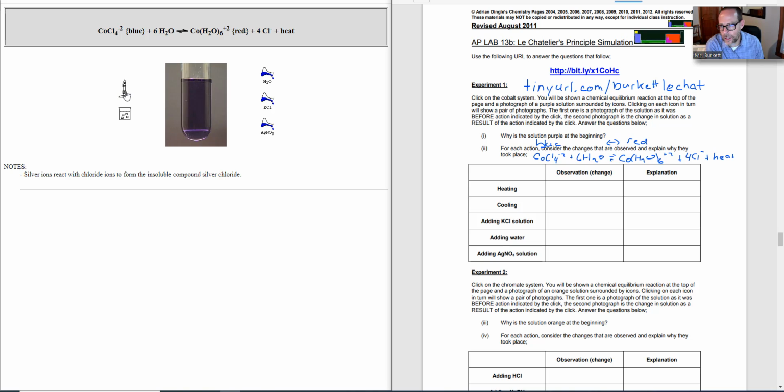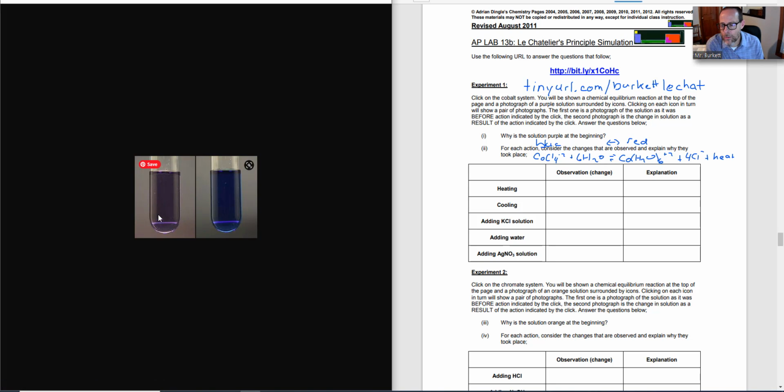So heating, I'm going to click on the Bunsen burner, and it's going to show me 2 pictures. Originally this was purple. Once I added heat, it turned to blue. So my observation is simply going to be the color change that you see. So blue. Note that you will lose points under explanation if you simply write shifts left. Because you wrote blue, I know it shifts left. Blue is on the left-hand side.